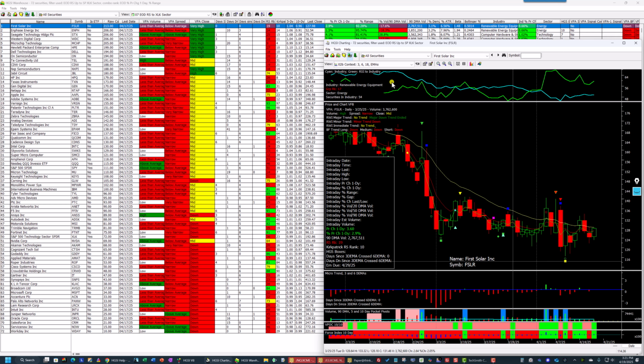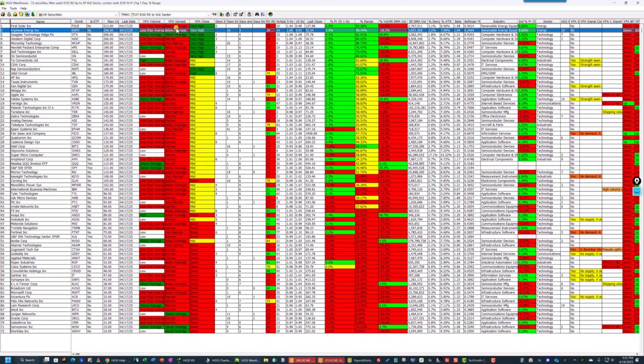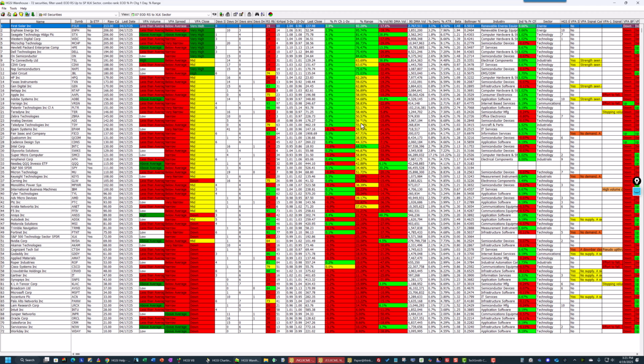It closed at 92.28% of its daily range. Volume was below average. You can see that right here, less than average. Spreads below average, and the close is very high.